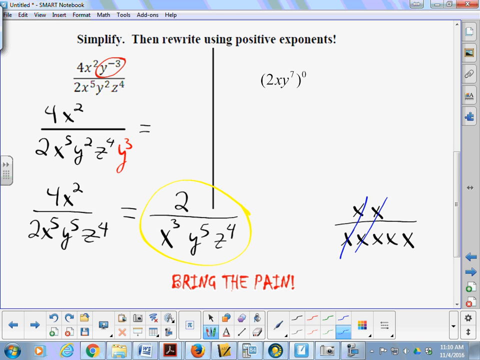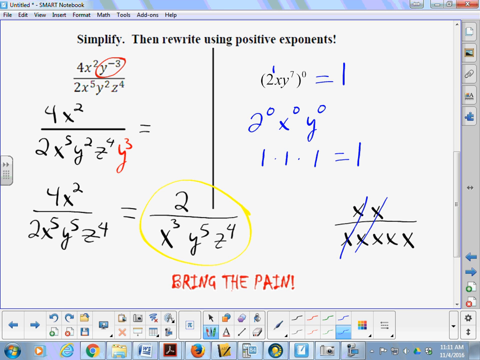We have a 0 power. So this, we're using that power rule again, which means we multiply. So this has a power of 1. So we get 2 to the power of 0, x to the power of 0, and 7 times 0 is 0. So these are all just to the power of 0. So when I multiply 1 times 1 times 1, we get 1.